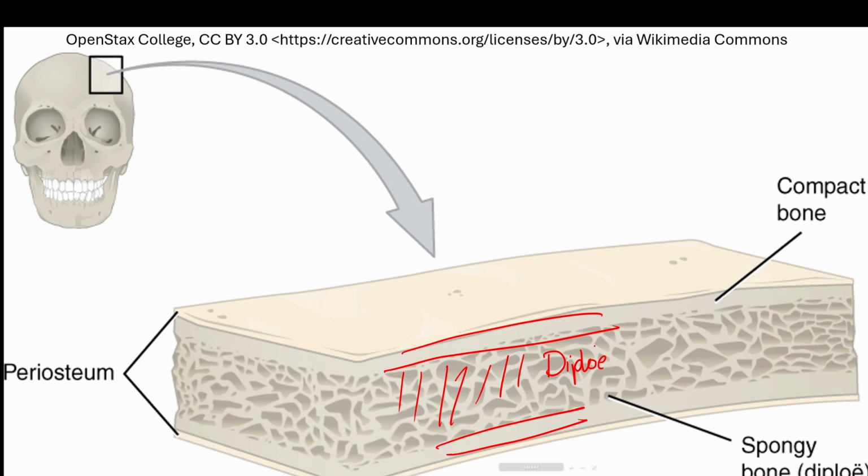So diploe is sandwiched between the compact bone, and these compact bone layers are also called tables, outer table and inner table. So between the tables we have the diploe. Diploe is spongy bone, and the table is made up of compact bone. Of course outside it is the periosteum as well. And periosteum, by the way, is the outer covering of bone, and it is again made up of mesenchymal cells.